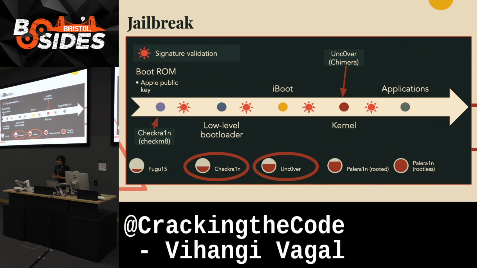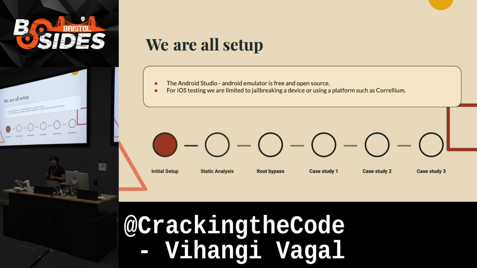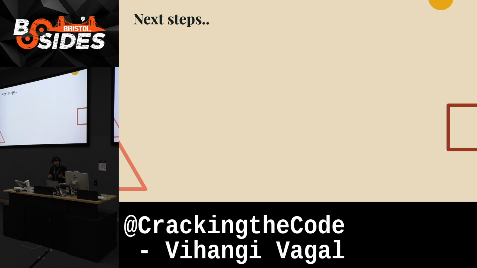So now that we've seen what our initial setup looks like, our tool set is increasing. So we keep going. Now that we've learned what our setup looks like, let's try to retrieve an application, decompile it, and see how that goes. So first, retrieve an application. There are multiple ways to do that.